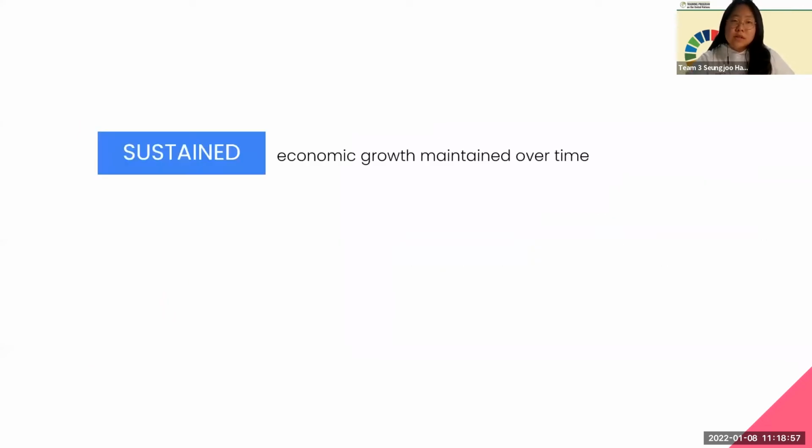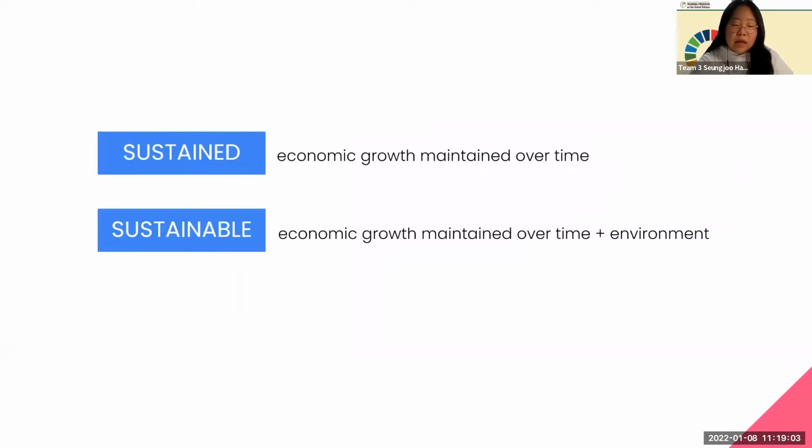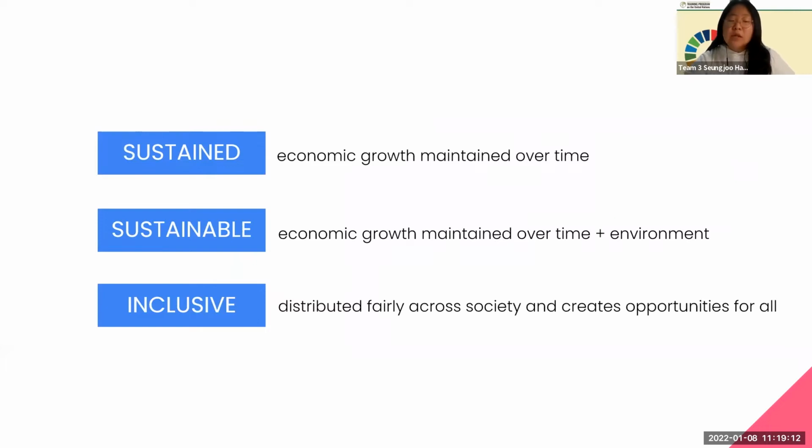First of all, what does sustained mean? Sustained economic growth means that economic growth is maintained over time, while sustainable economic growth means that economic growth is maintained over time without damaging the environment. Finally, inclusive economic growth refers to economic growth that is distributed fairly across society and creates opportunities for all. Growth should be shared with everyone, no matter their race, gender, or wealth.